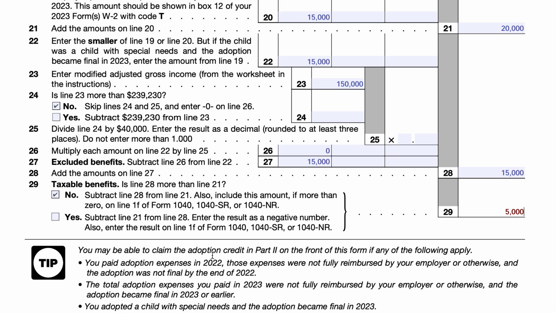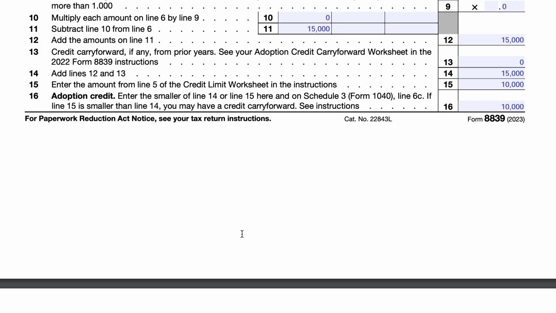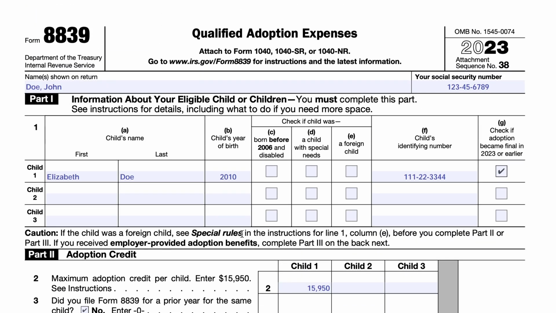So again, you can claim the adoption credit in part 2 if you paid expenses in a prior year that were not fully reimbursed, and the adoption was not final by the end of the year. If you paid them during the year that were not fully reimbursed by your employer, or if you adopted a child with special needs and the adoption became final in the current year. So there is, for special situations, a little bit more complexity here. We do cover most of these details in our article.